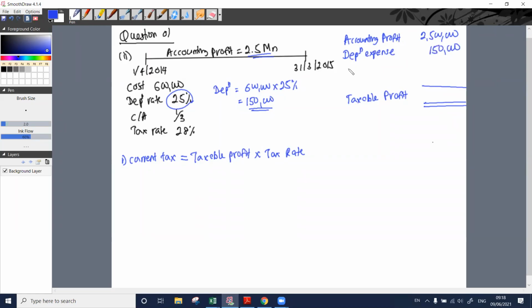What is allowed? What is allowed is the capital allowance amount, right? Capital allowance is allowed. So what is the capital allowance amount? Capital allowance rate is given as 33.33% or 1/3. It means what? 200,000 is the capital allowance. That is allowed, which means that is the amount we can deduct. Therefore, what is the taxable profit?